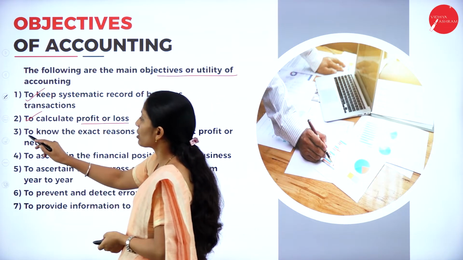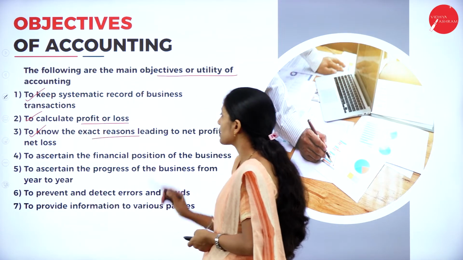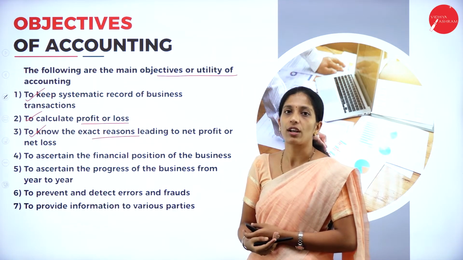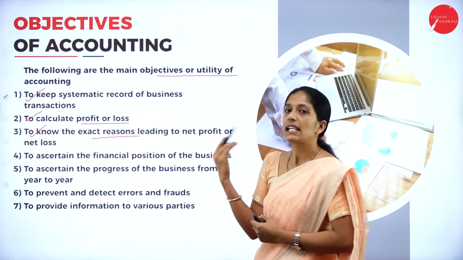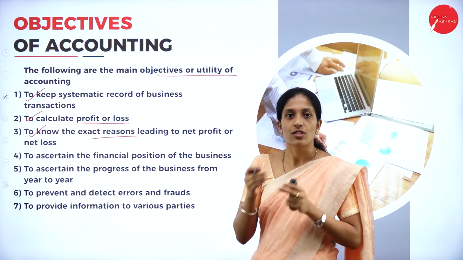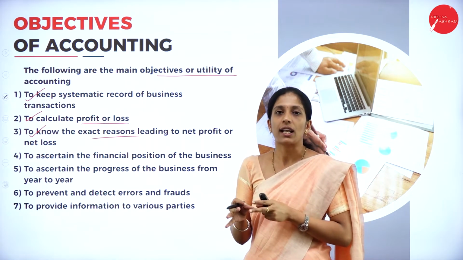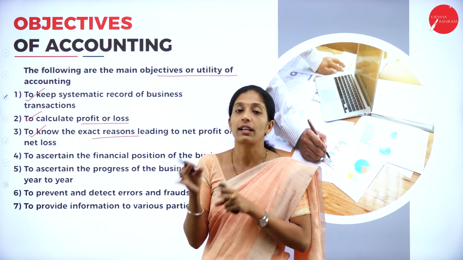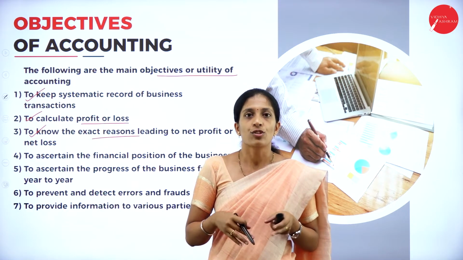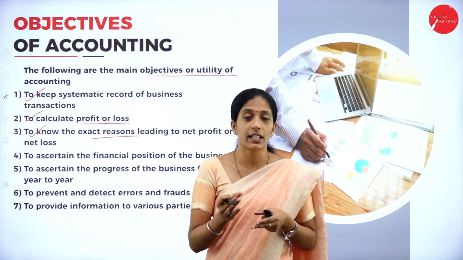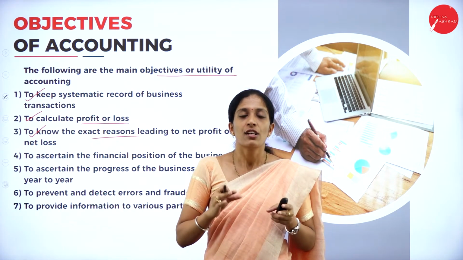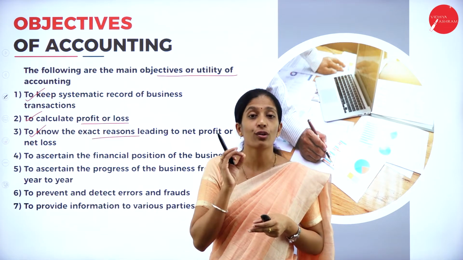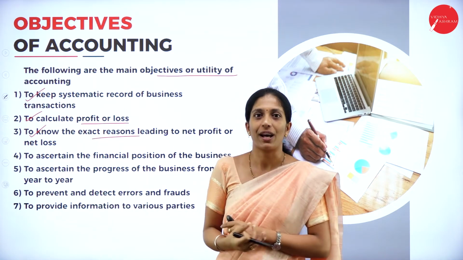And the next objective is to know the exact reason leading to the net profit or net loss. What leads to net profit or net loss? By preparing accounts, we will come to know the reason for net profit or net loss in that particular year. It may be an increase in sales or an increase in demand for a particular product. So in order to know the reason, we have to prepare this.